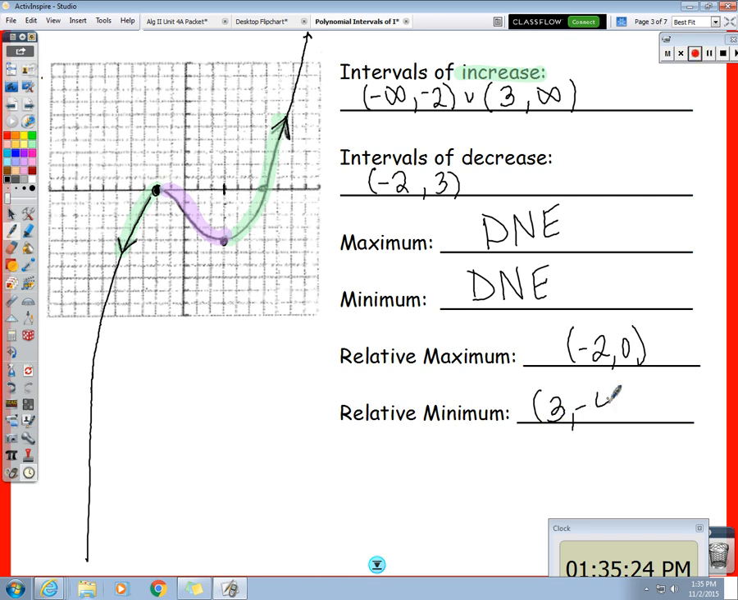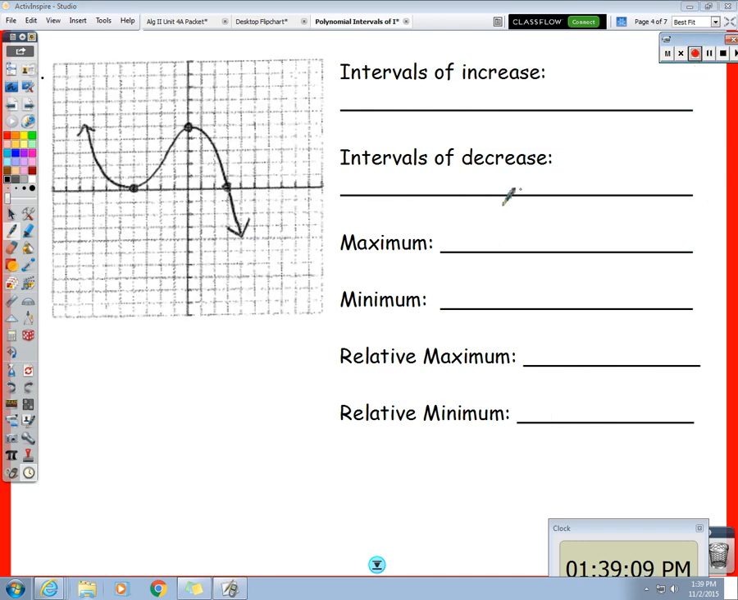Okay, I'm going to give you a couple of minutes, and I want you to try the third one by yourself. Do all 6 things. Okay, how many times does this graph increase? Once, right here. How many times does it decrease? Twice. So I could go ahead and write over here 1 set of parentheses for there and 2 for here.